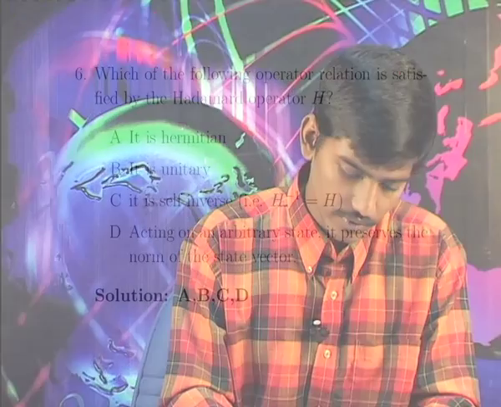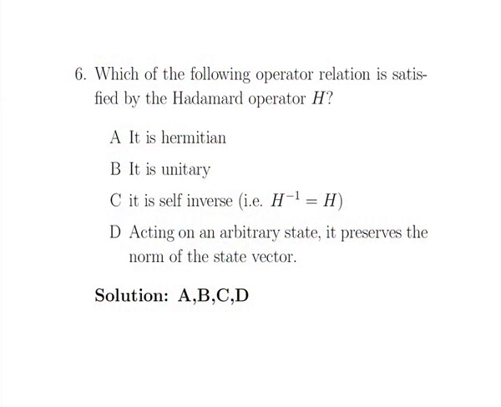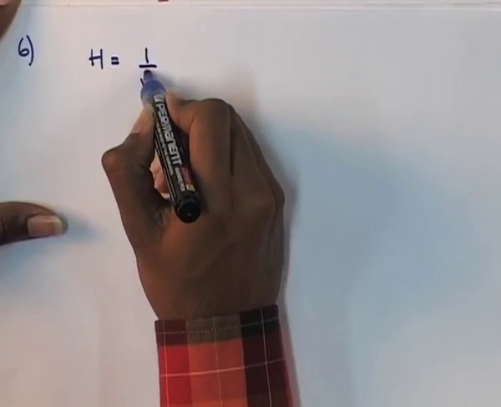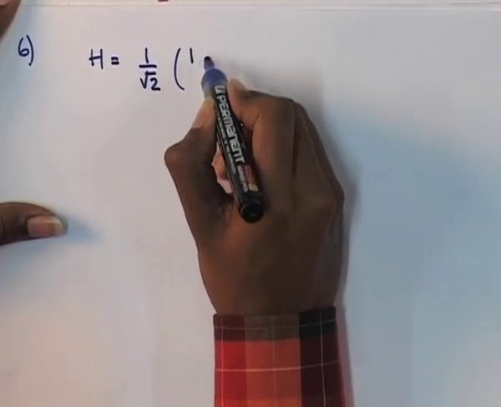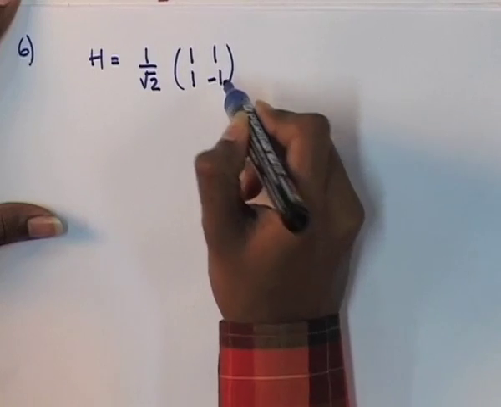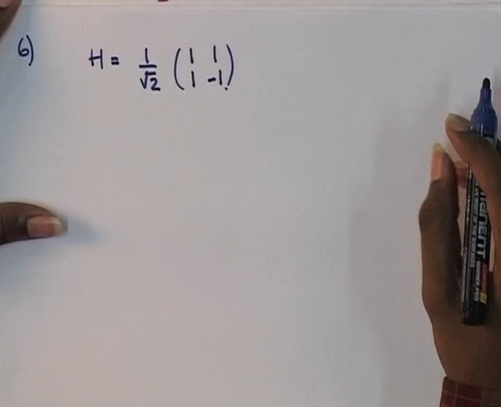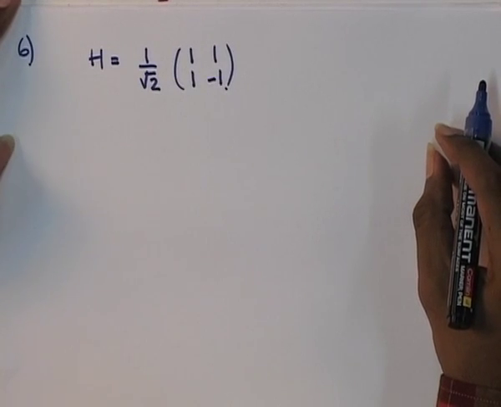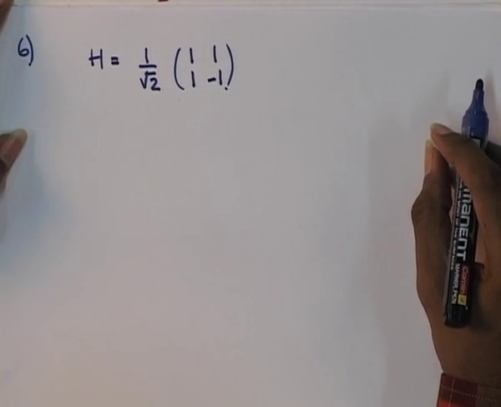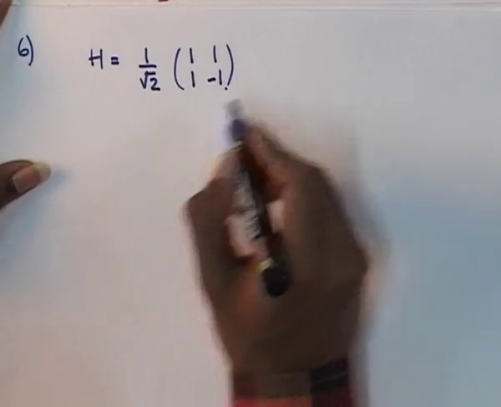And we come to the last question of the assignment, question 6. Question 6 is about Hadamard gate. What are the properties of Hadamard gate? We see that H is 1 by square root 2 times [1, 1; 1, minus 1]. And now, to verify whether it is Hermitian or not, we compute H star.